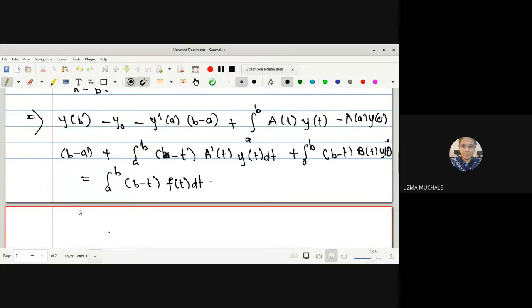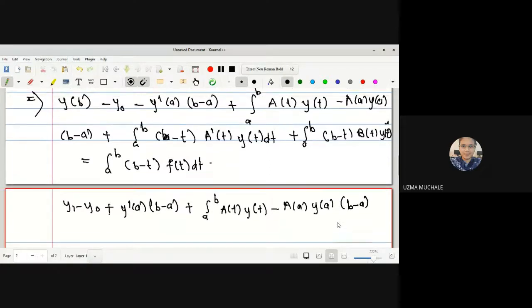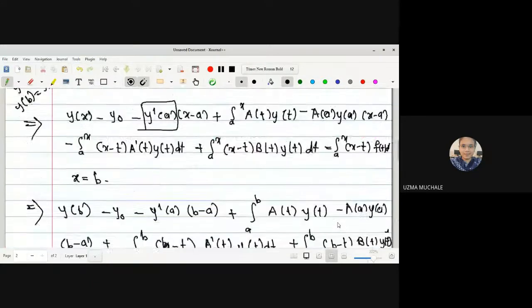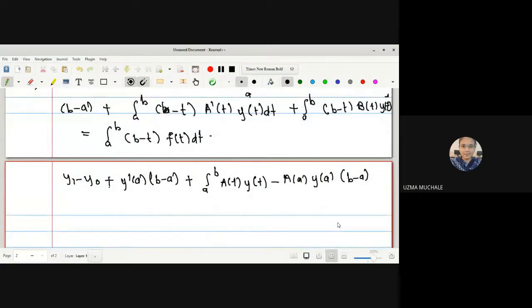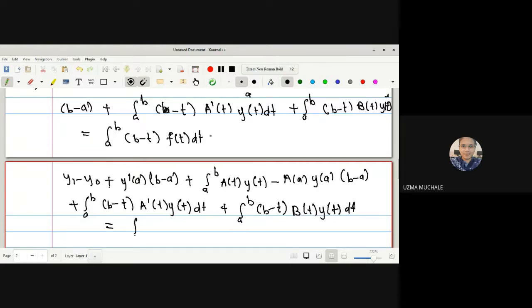Right, so here it will be y1 minus y0 plus y dash of a into b minus a plus integration a to b a of t y of t minus a of a y of a into b minus a plus a to b minus t a dash of t y of t dt plus integration a to b b minus t, b of t, y of t dt is equal to integration a to b minus t, f of t dt.